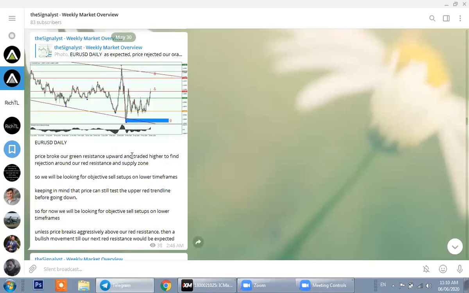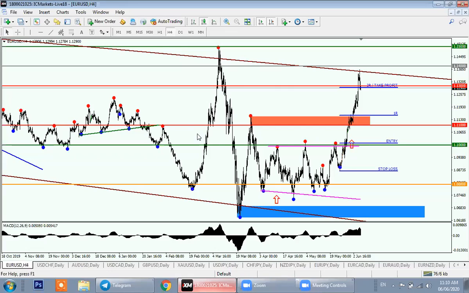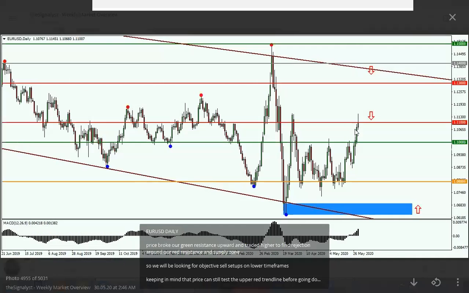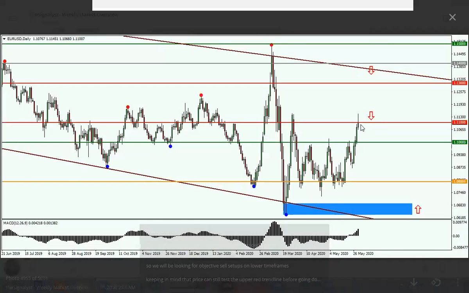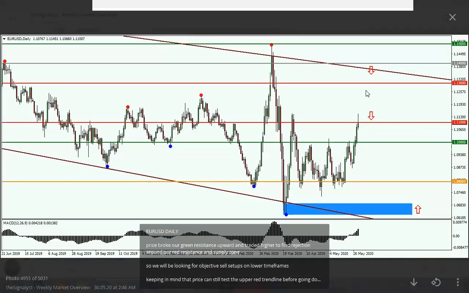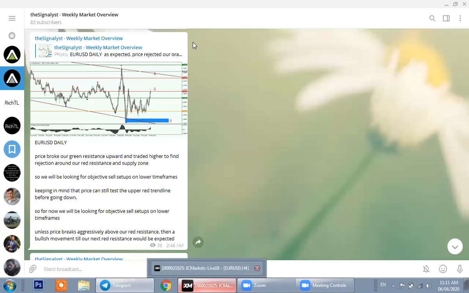Next, we have Euro USD. On Euro USD, we were waiting for sell setups to form around here. It's exactly the opposite of the DXY, but price broke it upward and then continued up. And as mentioned, keep in mind that price can still test our upper red trend line, our upper red resistance and brown trend line before going downwards. And that's exactly what happened.